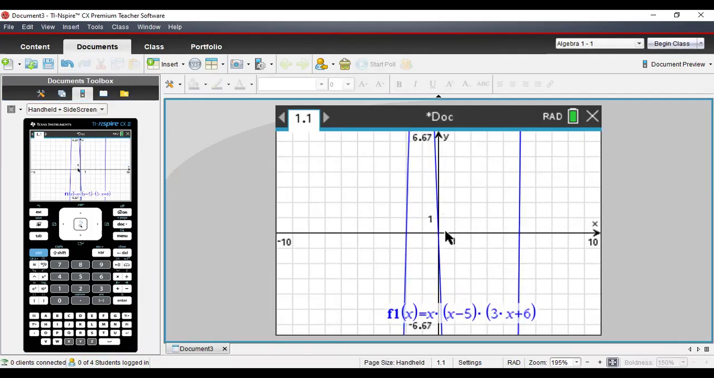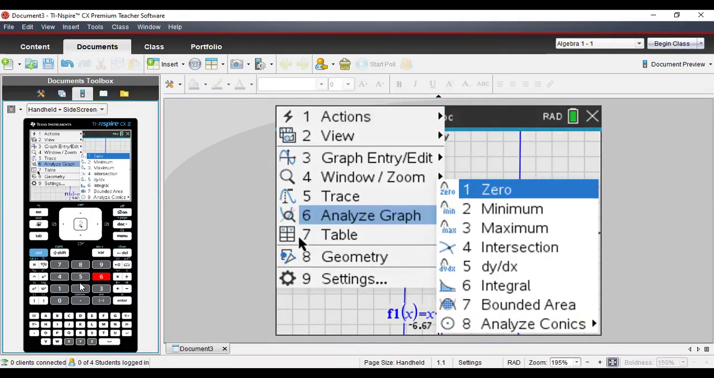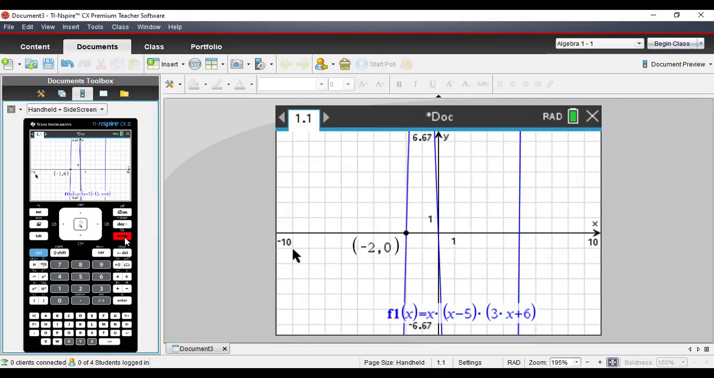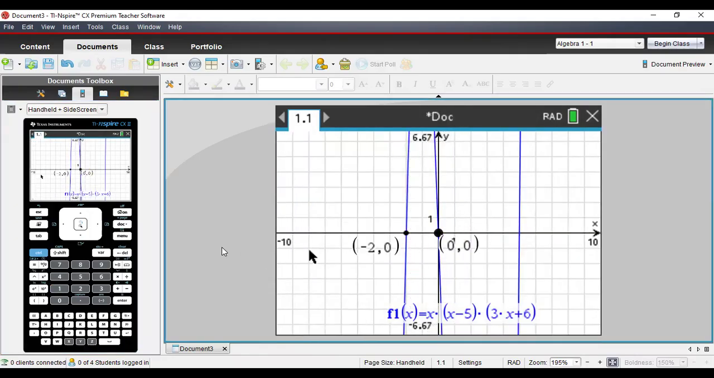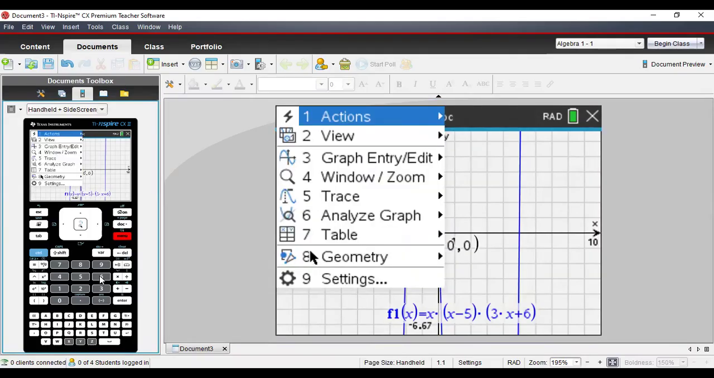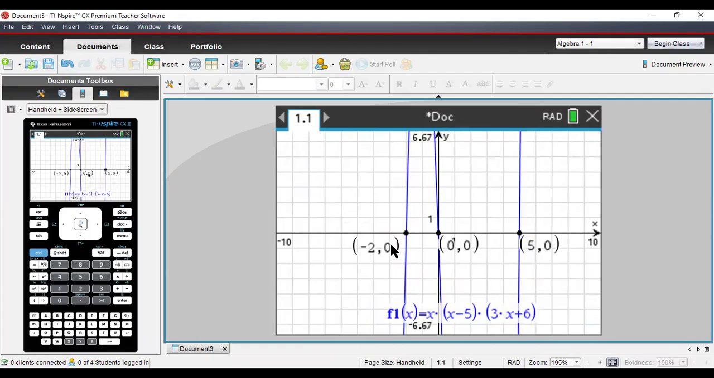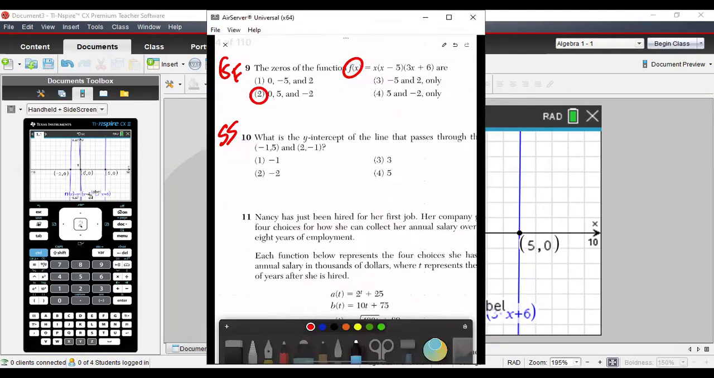Now you can see it has 3 zeros. So all you got to do now is do menu 61. So here is one of them. Let me move this over. Then I'm going to do menu 61 again. Here's the second one. And then I'm going to do menu 61 one more time. That's this one, boom, done. So the zeros are -2, 0, 5. If you look at the answer choice, that's going to be number 2, pretty much done.